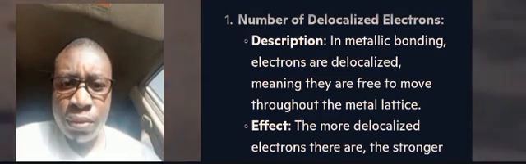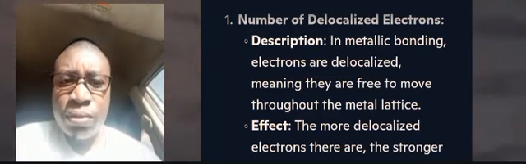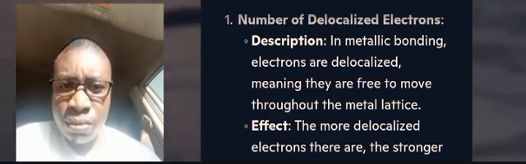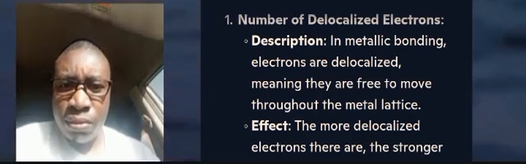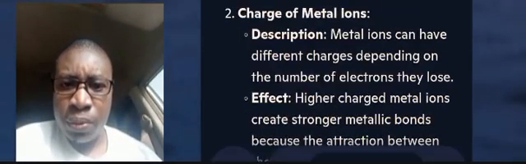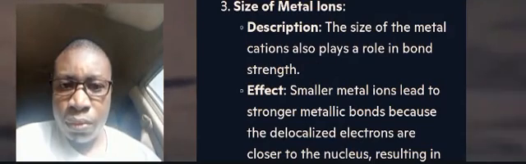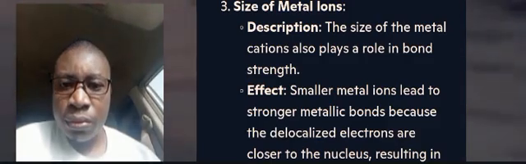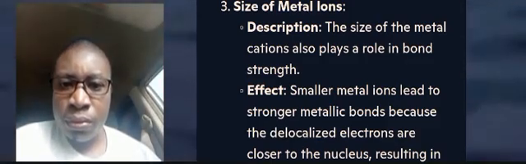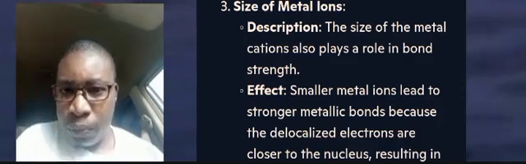Metallic bonds are influenced by several factors. Number 1, number of valence electrons: more delocalized electrons contribute to a stronger bond. Transition metals with more valence electrons typically have stronger metallic bonds. Number 2, charge of the metal ions. Higher positive charge leads to stronger attraction between the ions and the sea of electrons, strengthening the bond. Number 3, size of the metal ions. Smaller ions pack more closely, resulting in stronger metallic bonds due to the proximity of the positive ions to the electron cloud. These factors combined determine the overall strength of a metallic bond in a given metal.